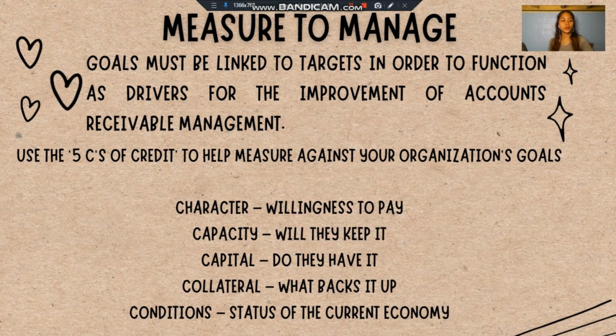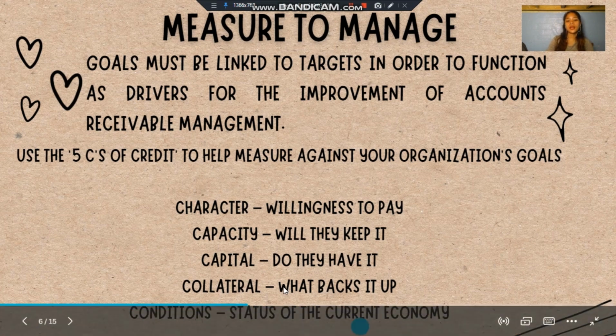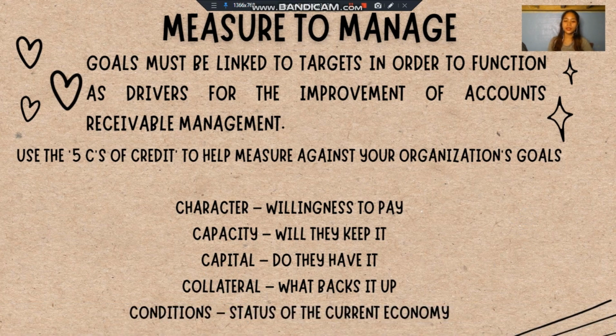Next is measure to manage. Goals must be linked to targets in order to function as drivers for the improvement of accounts receivable management. So use the 5 C's of credit to help measure against your organizational goals. We have here first the character, which is willingness to pay, and then the capacity, which is will they keep it, the capital, do they have it, the collateral, what backs it up, and the conditions, the status of the current economy.